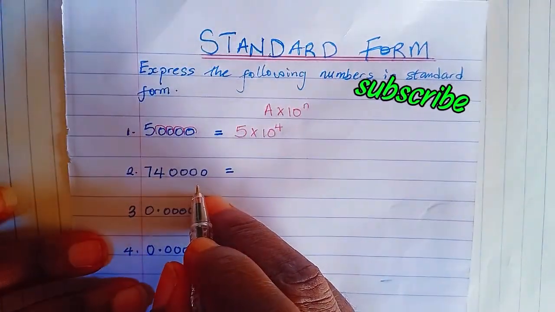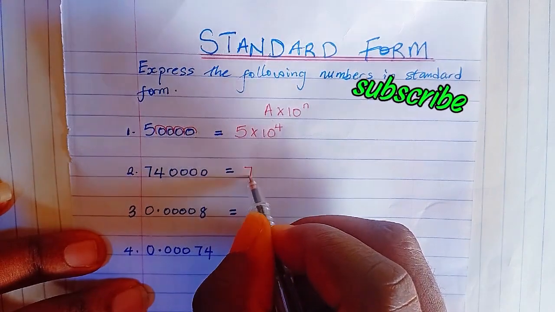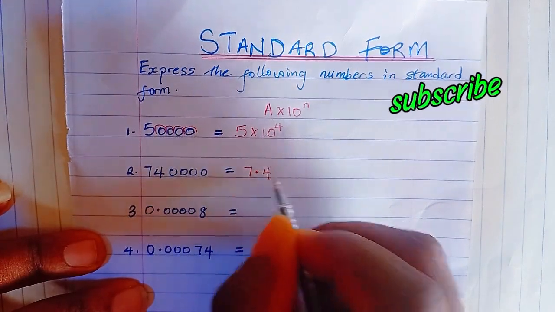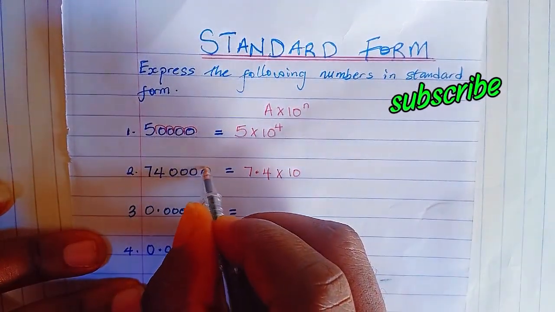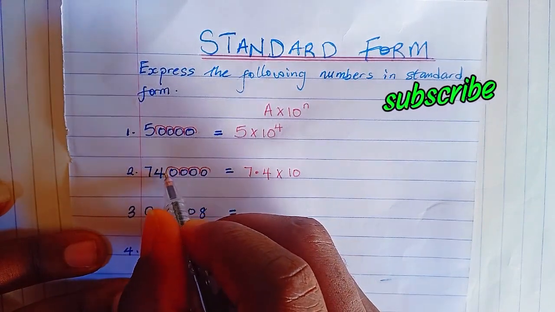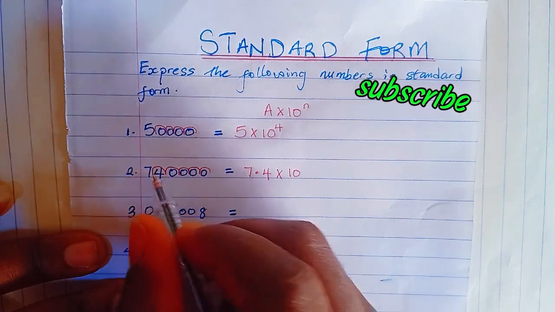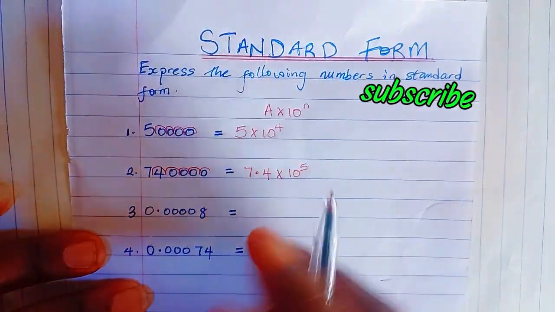And this one also, expressing it in standard form, we are going to have 7.4 times 10 raised to power. Let's count: 1, 2, 3, 4, 5. 10 raised to power 5.